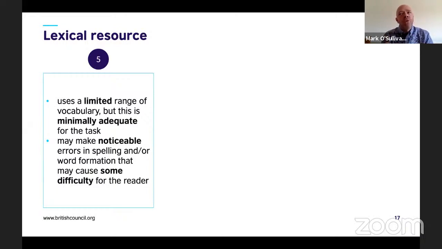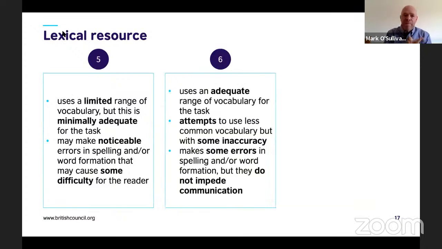But often what we see is either the writing is okay, but it doesn't stand out, or that it causes some difficulty for the reader. So it doesn't mean just because they have a bad spelling, they get a 5, or because they're using limited words, they have a 5. It might be entirely one of those things or a blend of both.